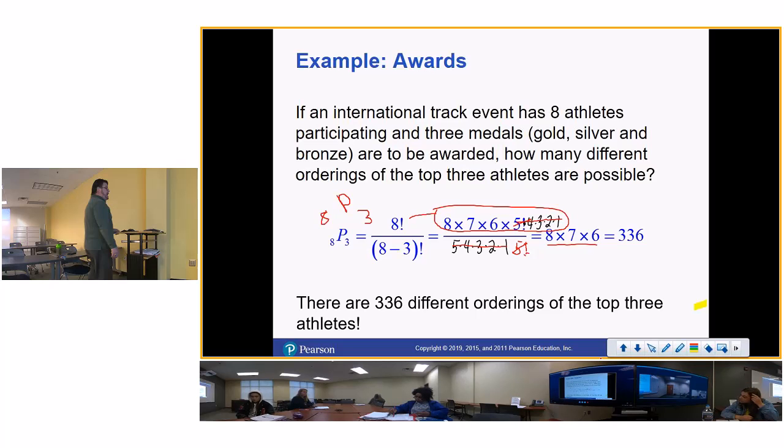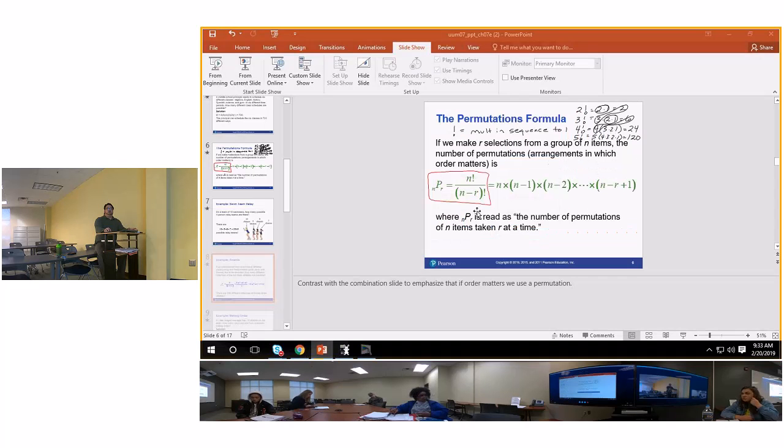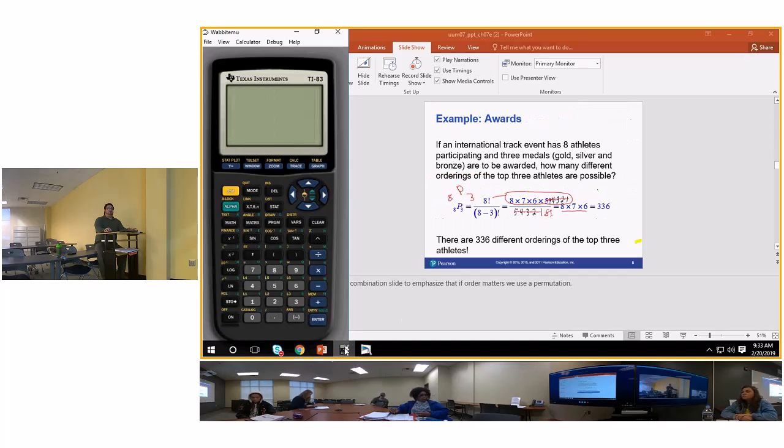Now how do you do it in the calculator? Well, let's pull out your calculators. And write this down in your notes so you won't be acting like you're a lost puppy.